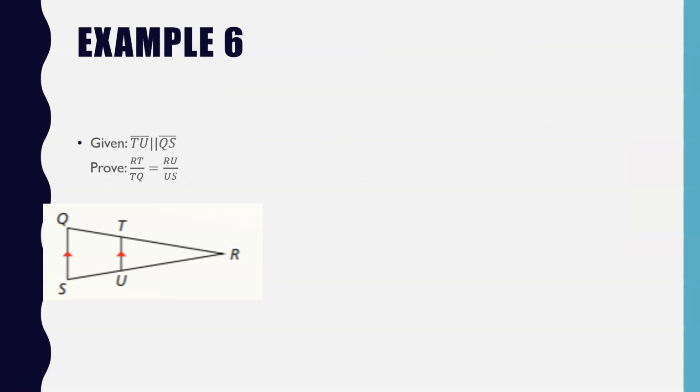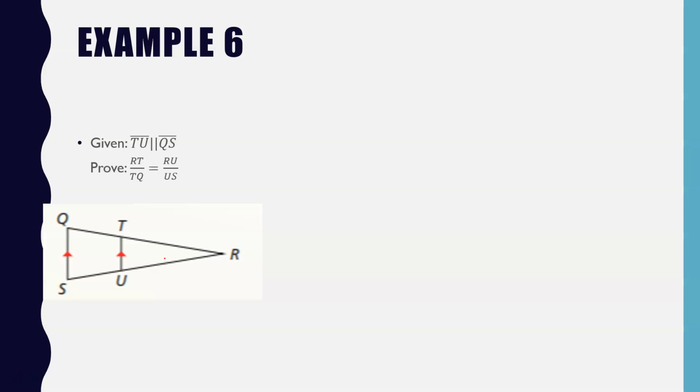Okay. So I'm asked to prove this. I am given this triangle. I'm told that the two lines are parallel. And I need to prove that RT, so the ratio from here to here, and compared to here, is the same from here to here compared to here.